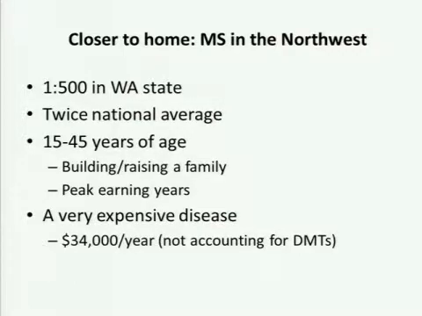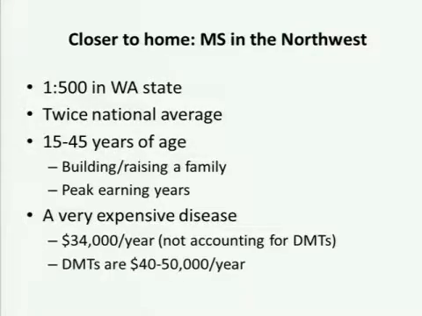And it's a very expensive disease. So even if you're not considering the cost of disease-modifying therapies, the cost of the disease is about $34,000 per year. Now add on to that the cost of disease-modifying therapies, which are $40,000 to $50,000 a year. Now patients don't usually see the whole amount of that cost, but that is part of the cost to the system.